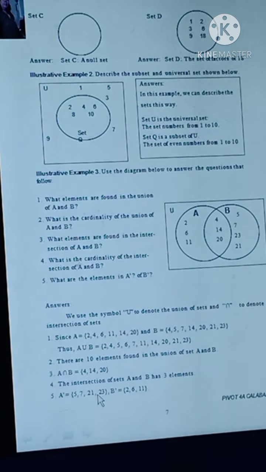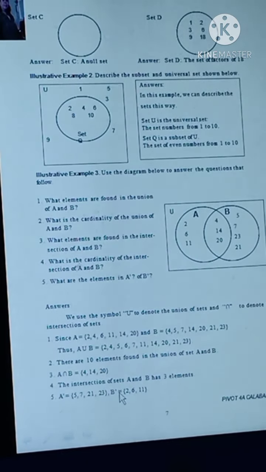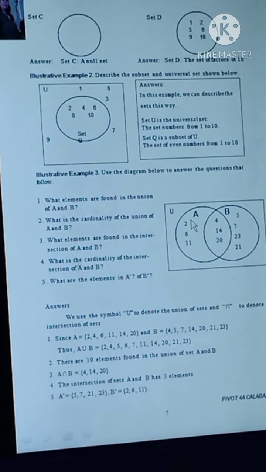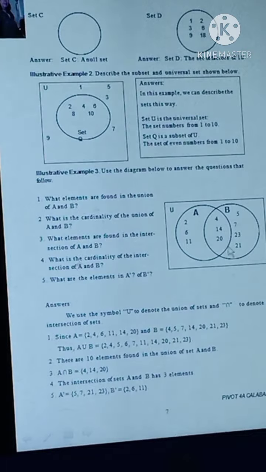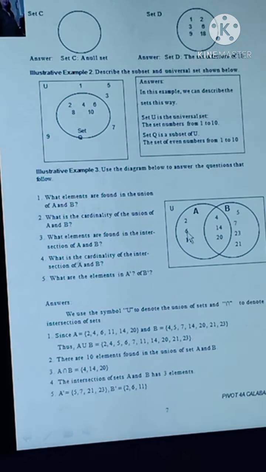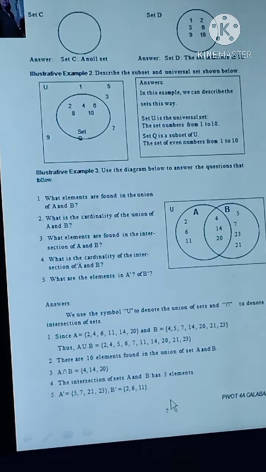Okay na. Next, the B complement. B complement is equal to 2, 6, 11. So, where did you find 2, 6, 11? Again, tatakpan mo ang B. Takpan mo ito. Hindi siya kasama because of the B complement. What is left is only 2, 6, and 11. Okay, clear. Next, let's proceed.